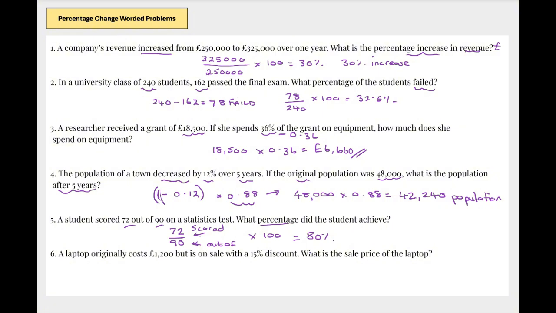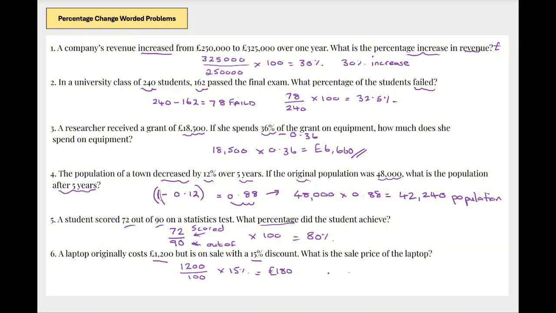And students achieve 80%. A laptop originally cost £1,200, but it is on sale with a 15% discount. It wants to know the sale price of the laptop. And this again is a classic question that you get taught in class or on exam papers. So all you're going to do is 1,200 divided by 100 times the percent equals £180.